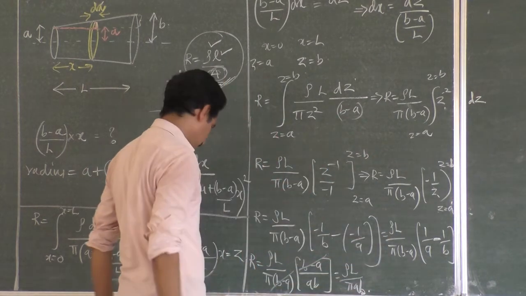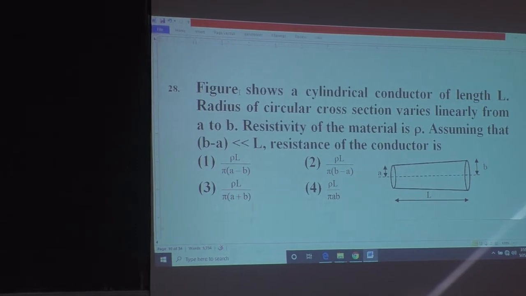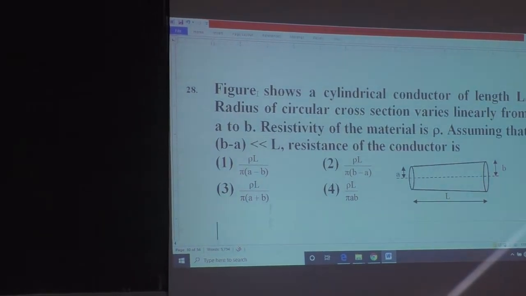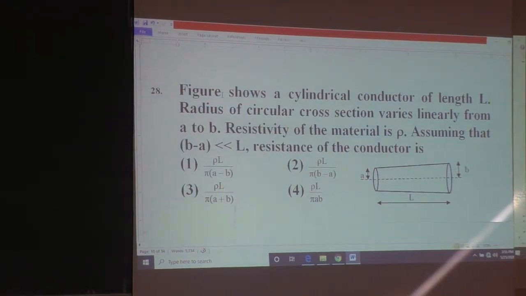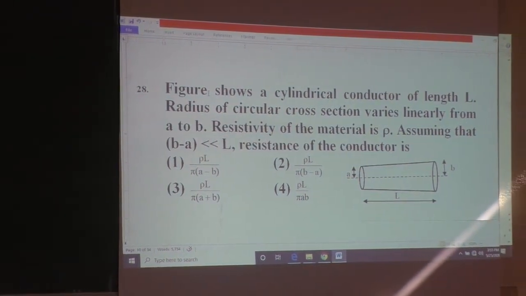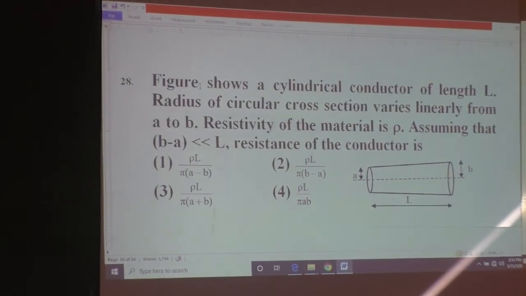If you go back to the problem, this is the way of solving, and 50% of it is mathematics, and only in the beginning you have some glitches. You can rewind the video back and see that again and again. So we have that formula, rho L by pi ab. That is the fourth option. That is the correct one.